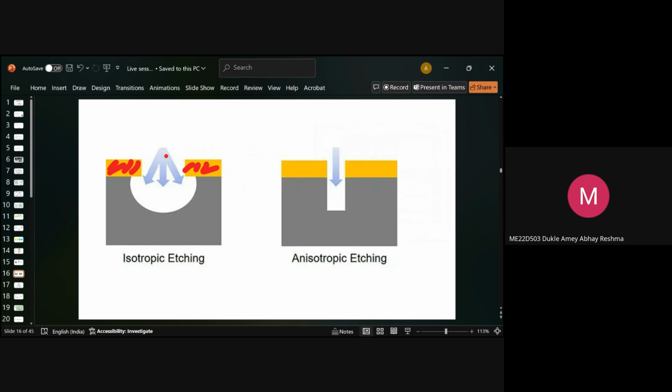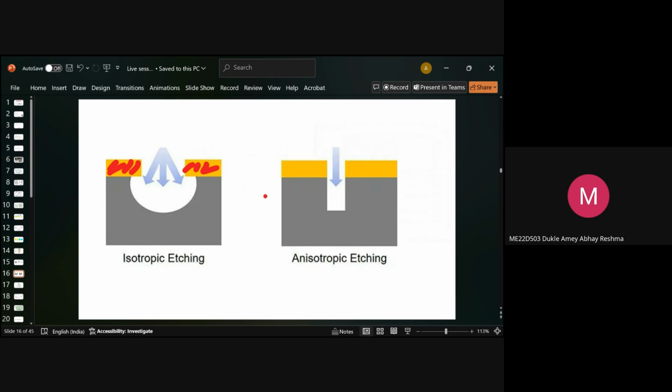So basically you'll drop an etchant, and through the etchant you will remove the area below the mask. There are two types of etching: isotropic etching and anisotropic etching. Isotropic etching is basically etching in all directions. So here, once you drop the etchant, it will spread in all directions, as you can see here. Whereas anisotropic etching is axis specific etching.